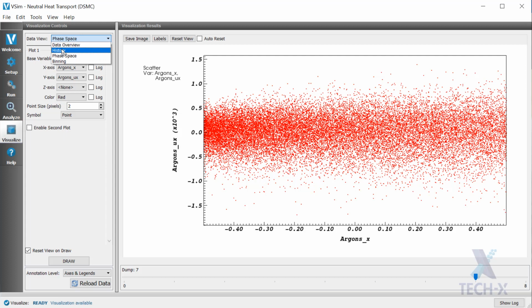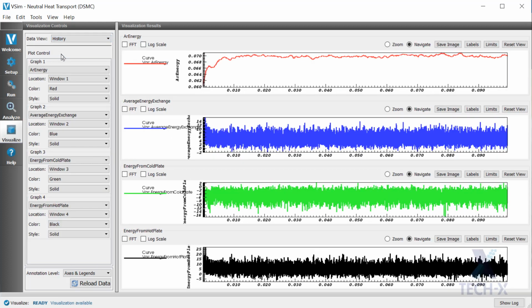Lastly, let's go and look at the histories that we recorded. We asked for some specific histories. We can see our first history is just the total energy of the argons. And I said earlier that we didn't need to run for all 15,000 steps to reach equilibrium.